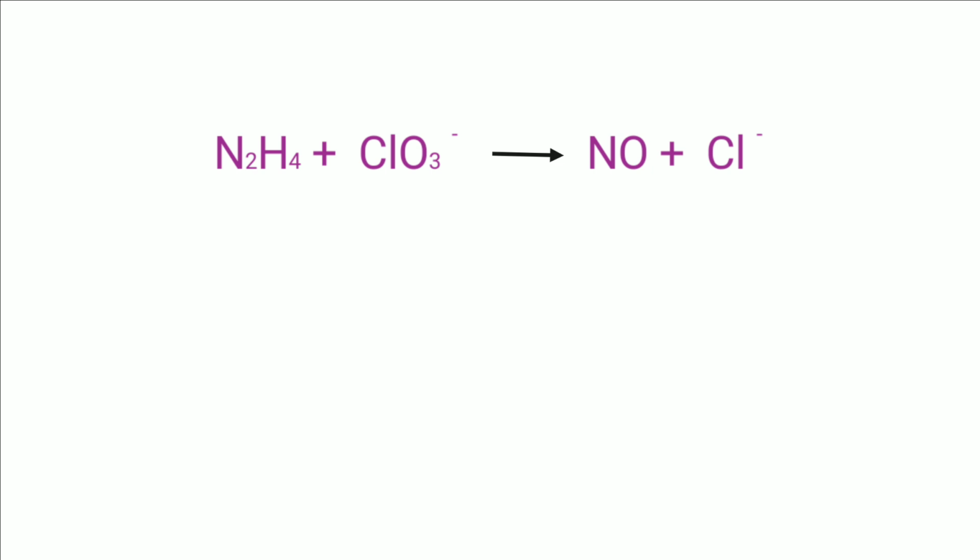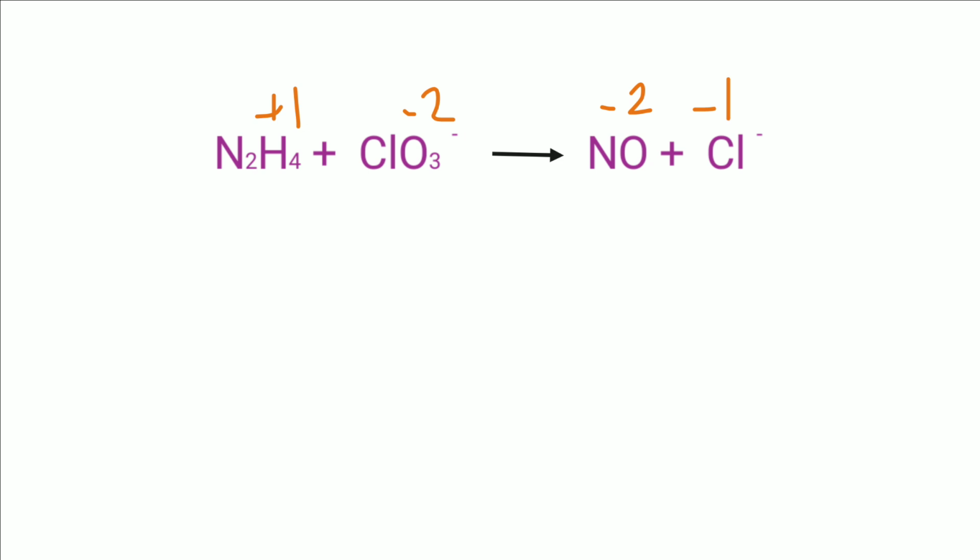Hydrogen, its oxidation number is +1. Oxygen, its oxidation number is -2. Here also it is -2. This chlorine in chloride, its oxidation number is -1.